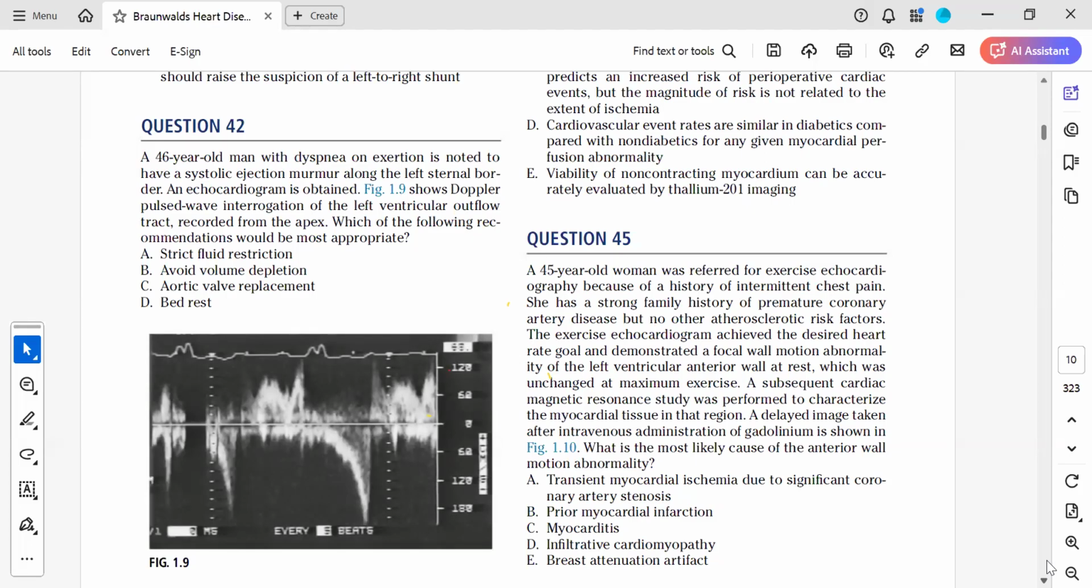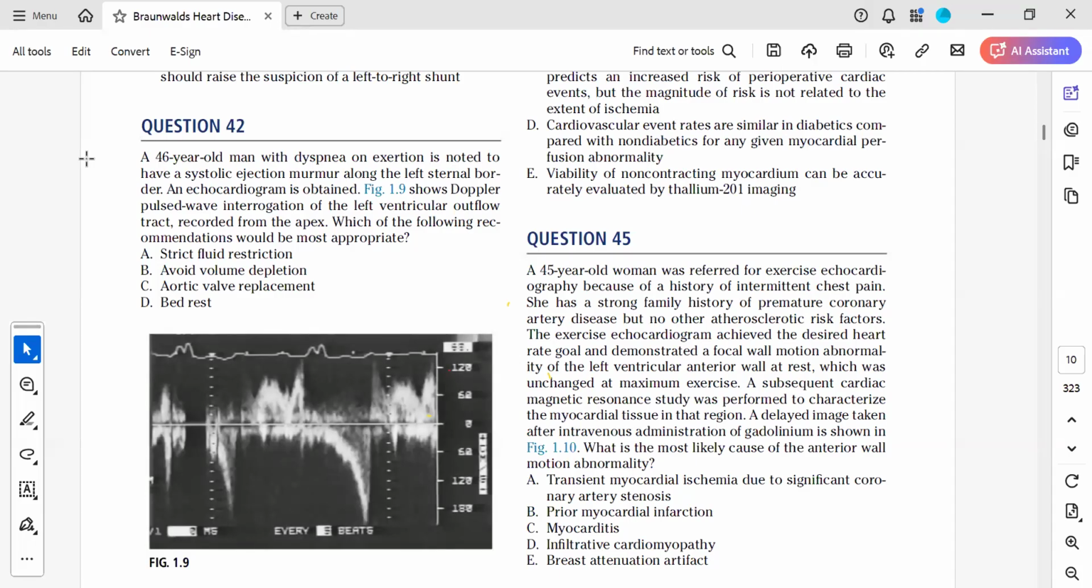Okay, so this image, Doppler pulse wave interrogation of the left ventricular outflow tract, shows a late systolic acceleration, which is in keeping with what's popularly known as the dagger shape that is typical in hypertrophic cardiomyopathy. Now this question is asking which of the following recommendations would be most appropriate? A, strict fluid restriction. B, avoid volume depletion. C, aortic valve replacement. D, bed rest.